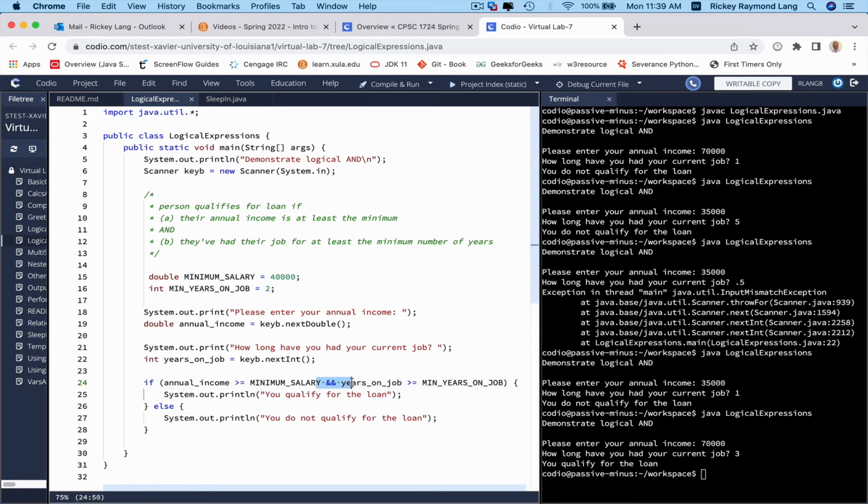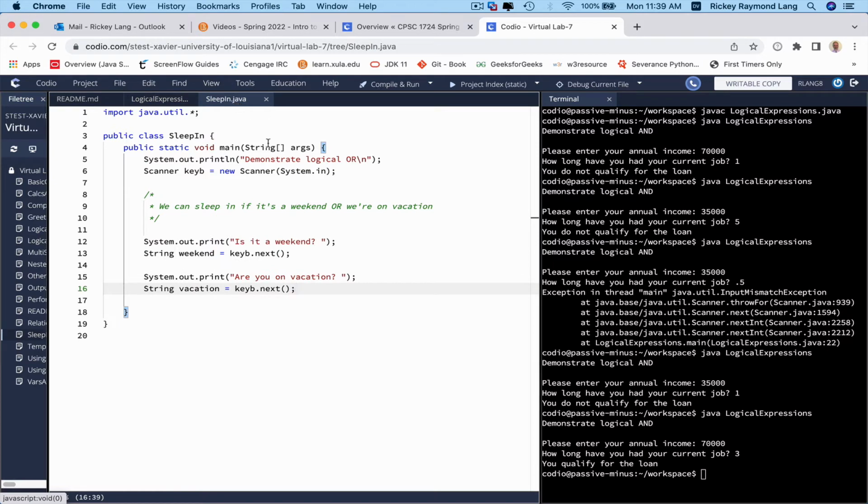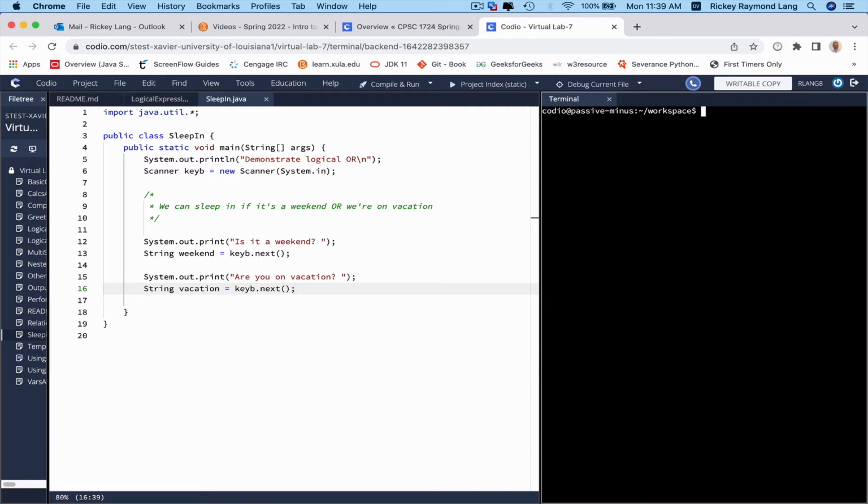So this is how we can combine different logical relations into a larger logical expression. Another way we can do this is with or. If either thing is true, we get a true result. For example, consider if we want to sleep in on the weekend or if we're on vacation. We can sleep in if it's a Saturday or a Sunday, or if we're on vacation. If either one of those is true, we get to sleep in. We only have to get up if they're both false: it's not a weekend and we're not on vacation.